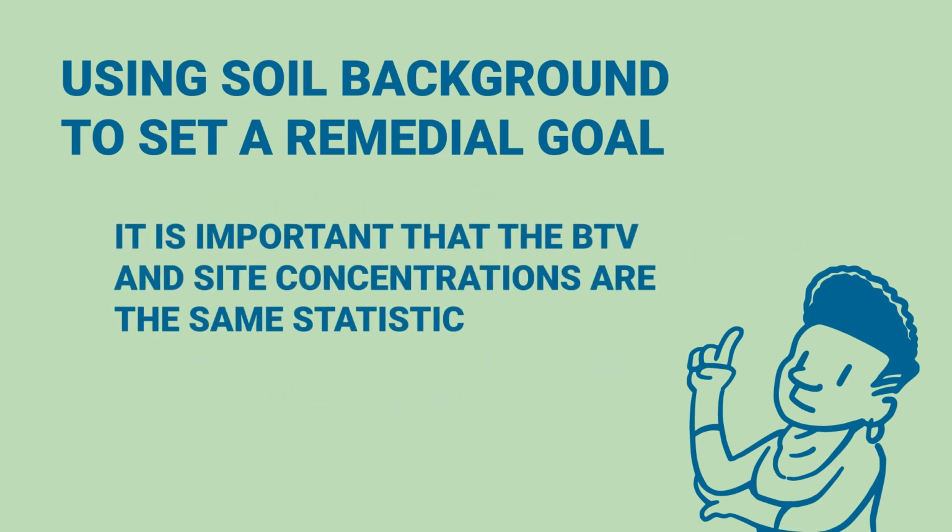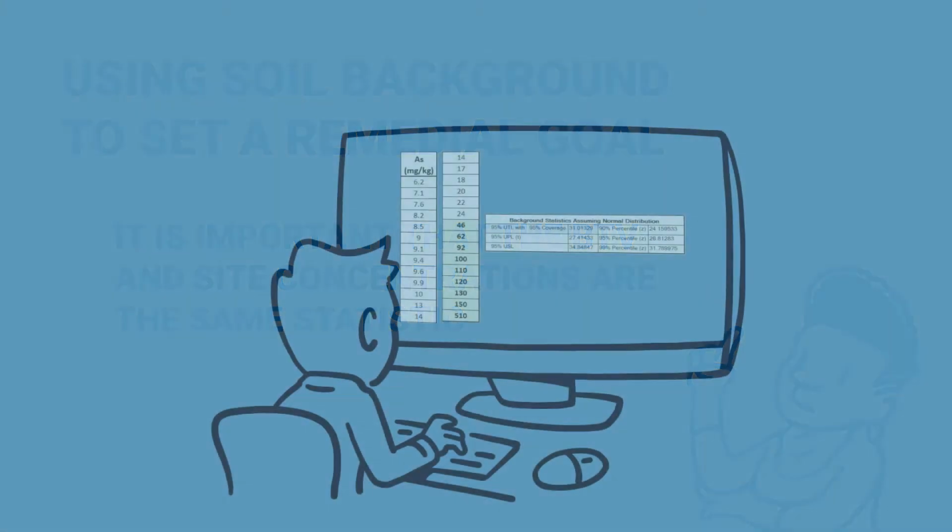It is important to ensure that both the BTV and site concentration are of the same type of statistics. For example, if a central tendency BTV is used as the remedial goal, then the site concentration for comparison should also be a central tendency.